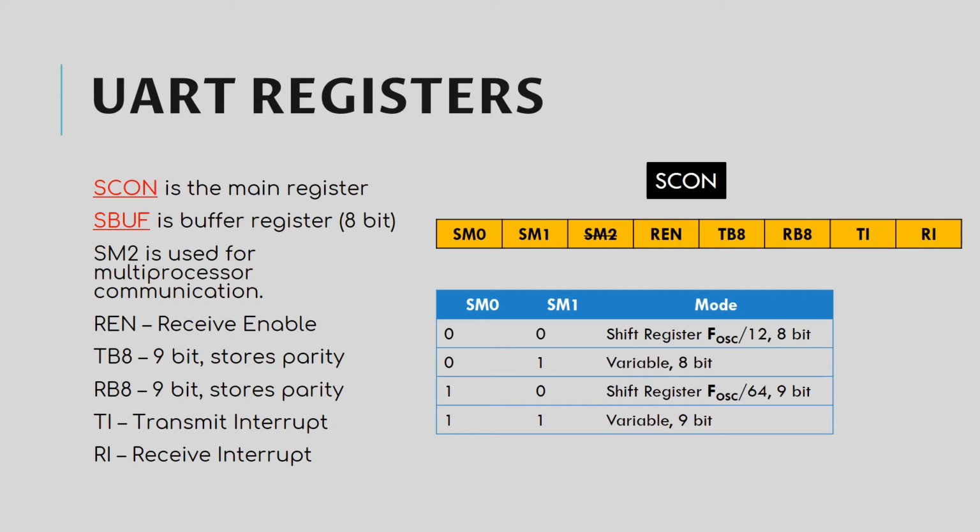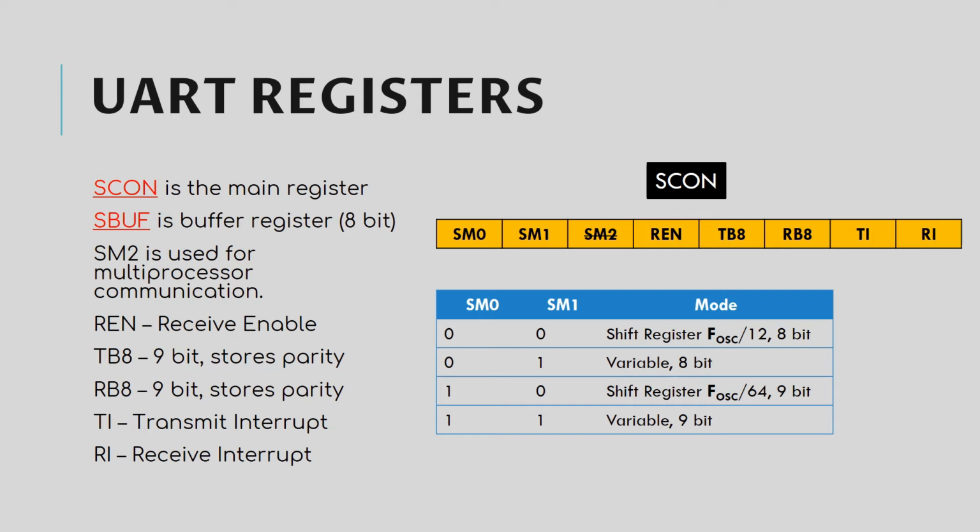In the third mode, which is shift register oscillator frequency divided by 64, here the speed is fixed, but this mode is a 9-bit communication method. Now you can ask me this interesting question: SBUF is 8-bit, then how can we transmit 9 bits? 9-bit communication is needed when there is one error checking bit, that is the parity bit.